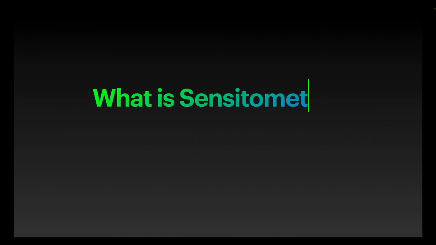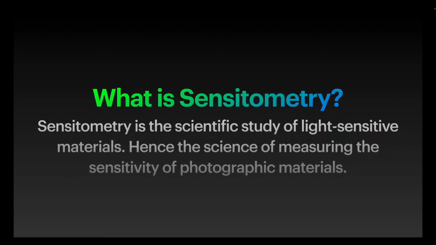So the first thing is, what is sensitometry? Well, sensitometry is the scientific study of light sensitive materials, hence, the science of measuring the sensitivity of photographic materials. It's just how a photographic material, something like a film negative, is going to react when the light is hitting the support. The same thing applies to digital support, sensors, and all of that.